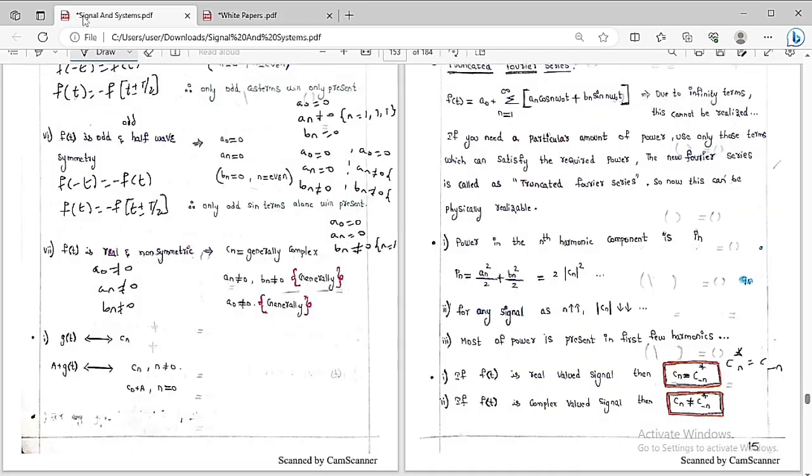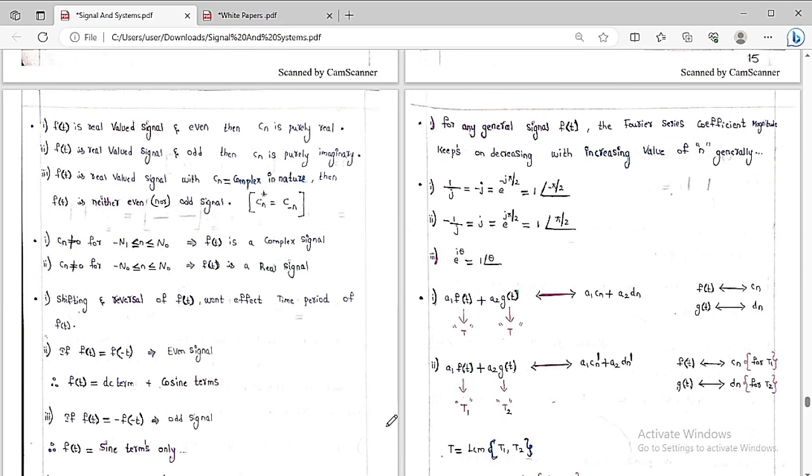Same thing we have discussed here. So therefore we can say this concept is applicable only for real value signals, and this concept is invalid for complex value signals. This point you have to keep in your mind.